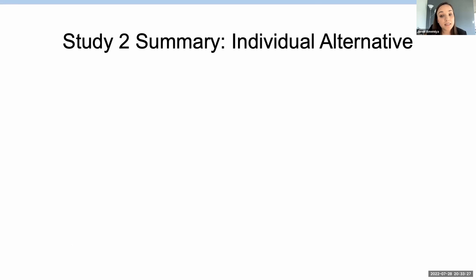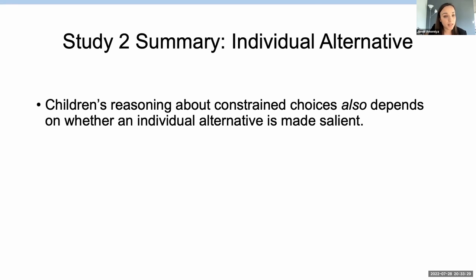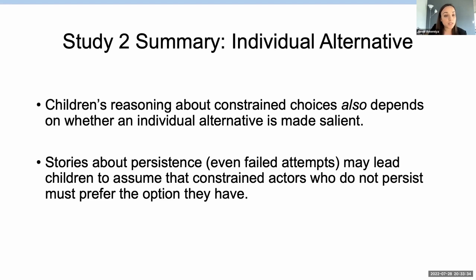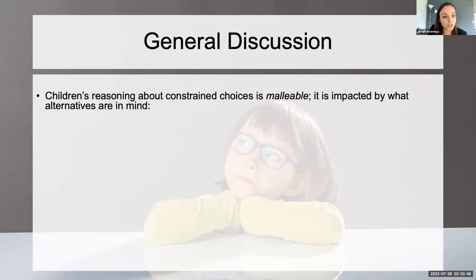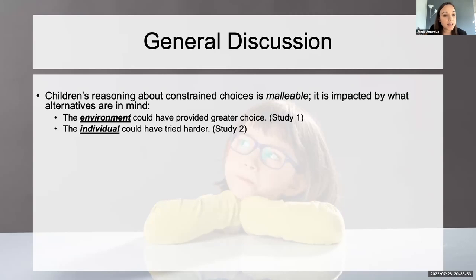So study 2 finds that children's reasoning about constrained choices also depends on whether an individual alternative is made salient. And stories about persistence, even failed attempts at persistence, may lead children to assume that constrained actors who do not persist must prefer the options they have currently. So in conclusion, these studies provide initial evidence that children's reasoning about constrained choices is malleable. It's impacted by what alternatives are in mind. So here we explored whether the environment could have provided greater choice or whether the individual could have tried harder.